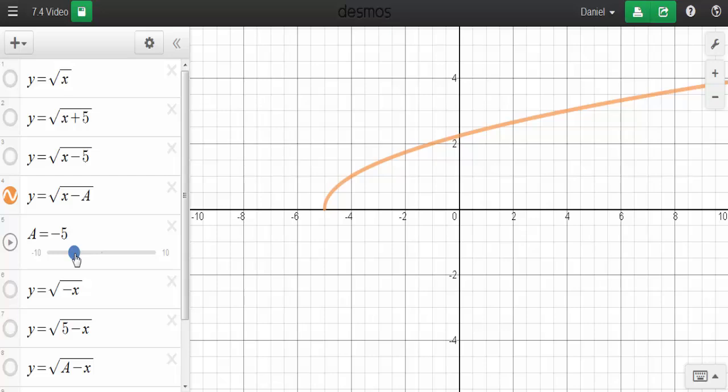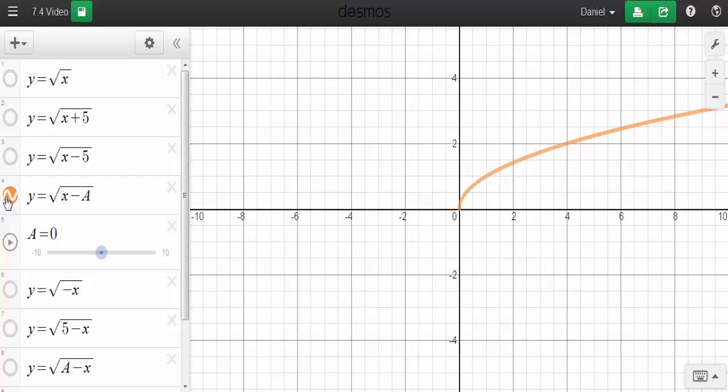So all my a value here is doing is shifting my basic square root graph to the right or to the left, depending on whether it is positive or negative. But again, the thing that you have to keep in mind is that that graph is the square root of x minus a. So when a is positive, it's really x minus a positive number. When a is negative, it's really x plus a number. So you've got to be careful there.